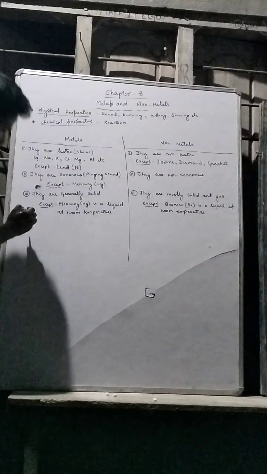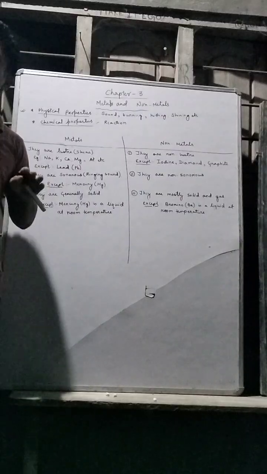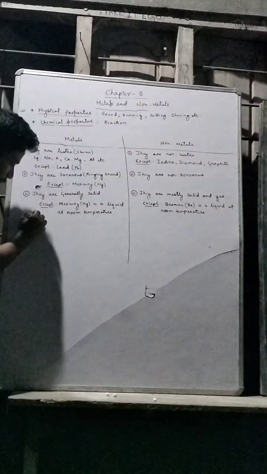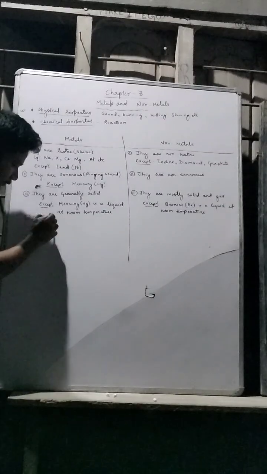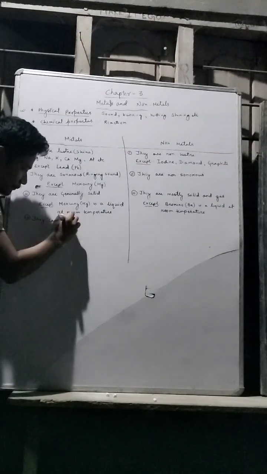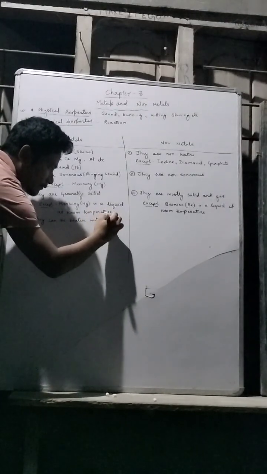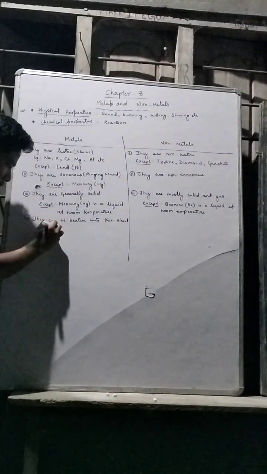We have to go more now. Let us see about the ductility, whether or malleability. When we hit the metal, when we beat the metal, the metal can be beaten into a thin sheet or not. So metals can be beaten into thin sheets. That is malleable.